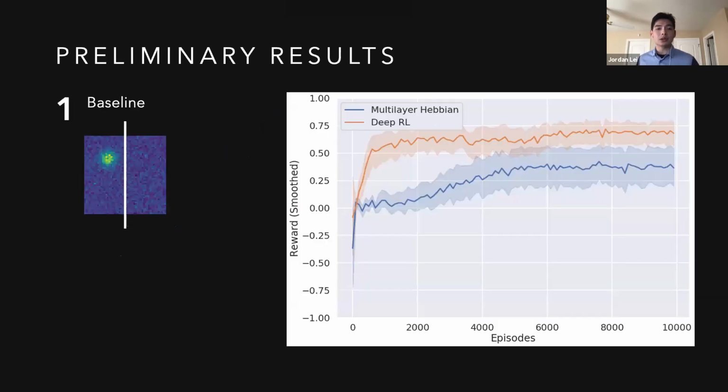Now I'm going to take you through some of our preliminary results. And in doing so, I'll talk about each experiment as I do it. Our first experiment is the baseline experiment. It's very simple. Basically, all that we're asking an agent to do is distinguish between a left signal and a right signal. And as you can see, across 20 different trials with 95% confidence intervals, you can see that deep reinforcement learning really outperforms multi-layer Hebbian learning at almost every step of training, especially for this baseline task.